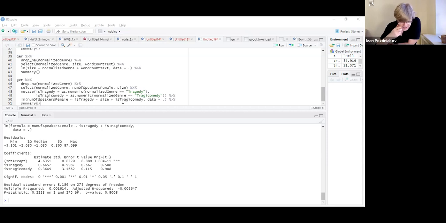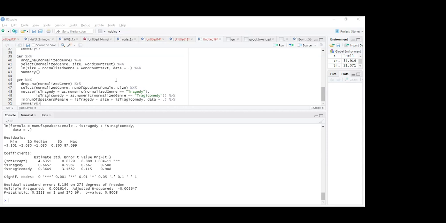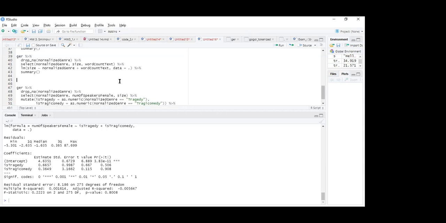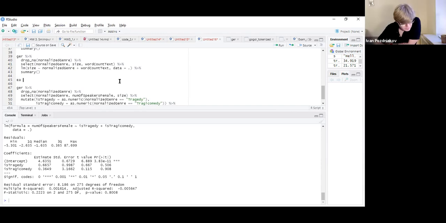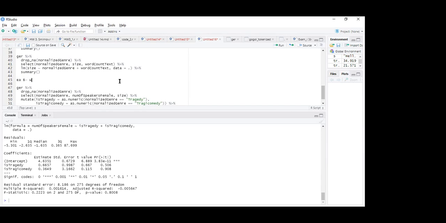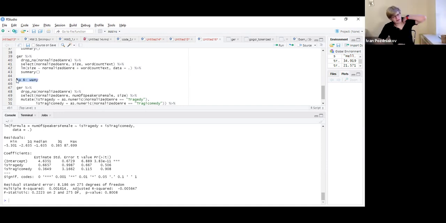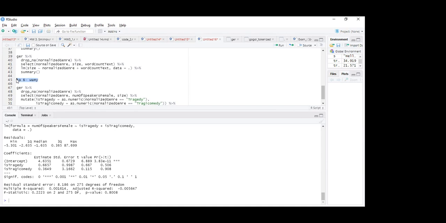Mm-hmm. And then you said something about a new data frame. So I should put something like, I don't know, and then I should write it. Wait, so I should create something like this, and then write a code that would get to the size column.